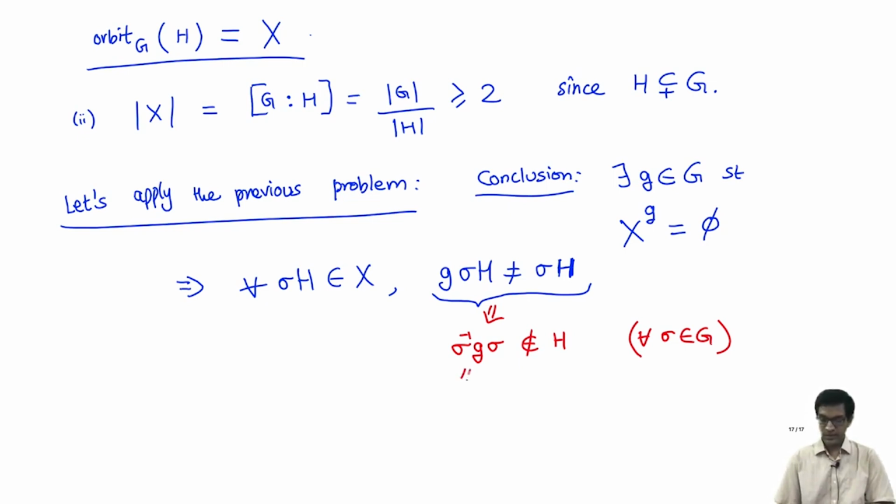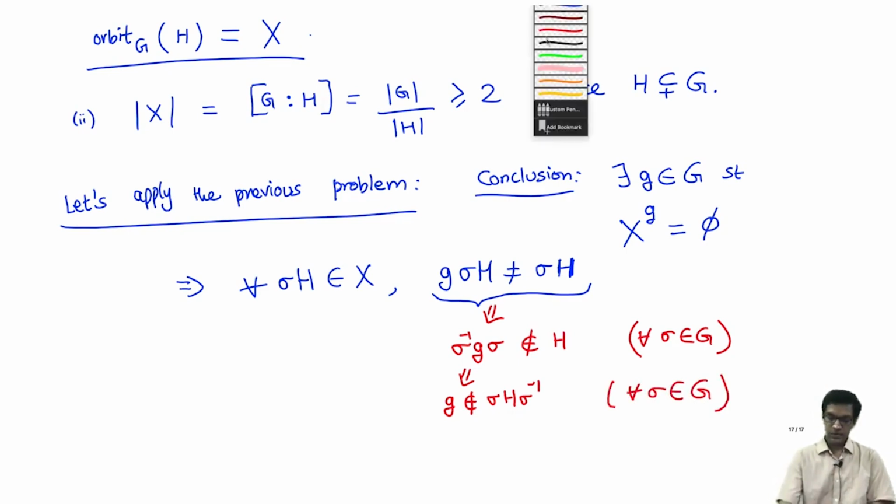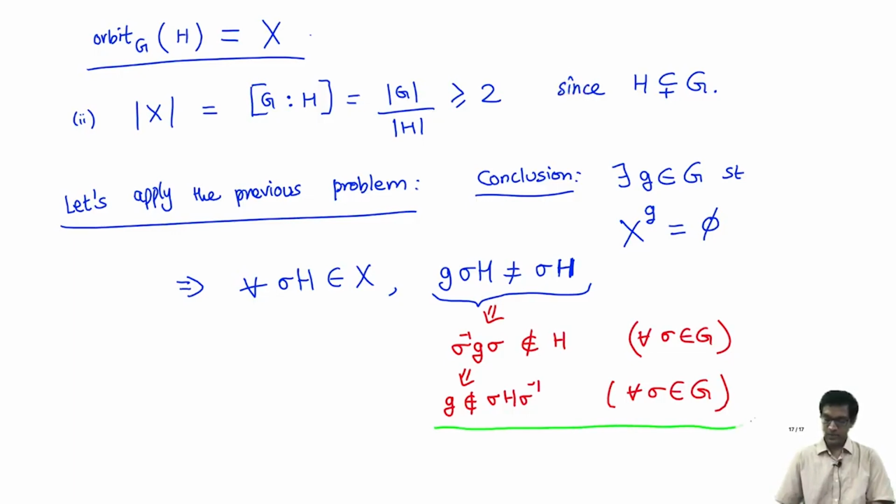Now again, this last equation can be rewritten. I can push the sigmas over to the other side. This says that g is not an element of sigma H sigma inverse. Again, this is true for all sigma in G. Okay, and now the last conclusion, let's stare at that a little harder. It says that this particular special element g, which has no fixed points, does not belong to sigma H sigma inverse, this particular conjugate of H, for every sigma in G. Okay, which means g doesn't belong to the union of all the conjugates of H.